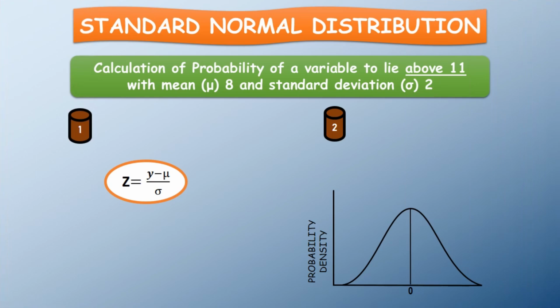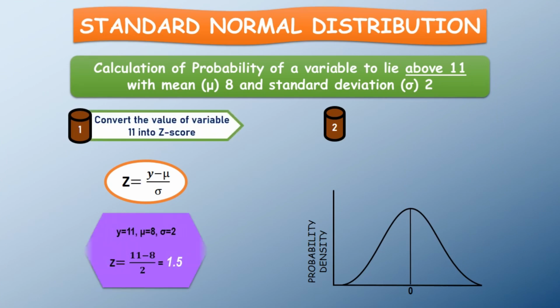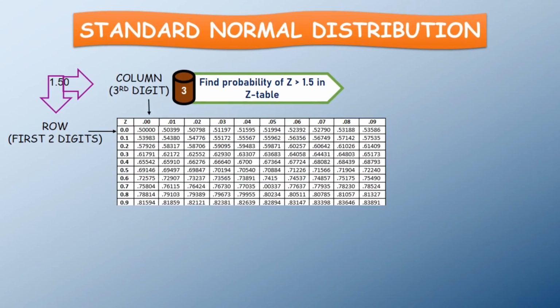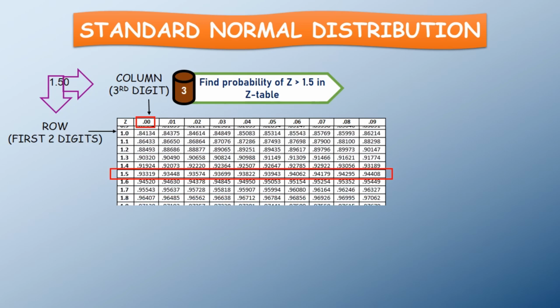So let's go to example 2. Here we have to find the probability of a variable to lie above 11. So let's go to step 1 again. Convert the value into z-score, which for 11 will be 1.5. Step 2. Find out the area of the curve, which will be this for greater than 1.5. Step 3. Find the probability in the z-table. So for the row, we will take the first 2 digits, that is 1.5, and for the column, we will take the third digit, that is 0.00. And the probability value will be 0.93319.